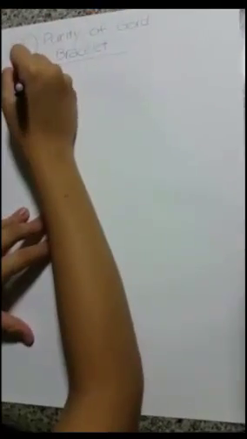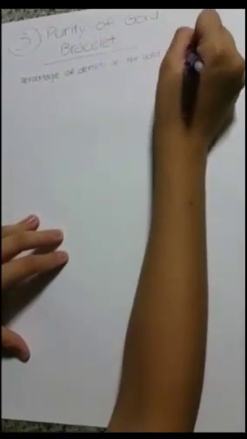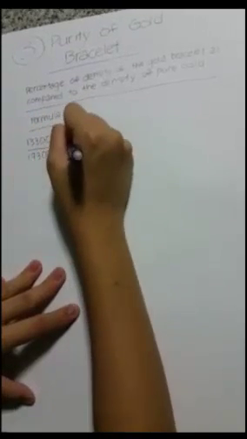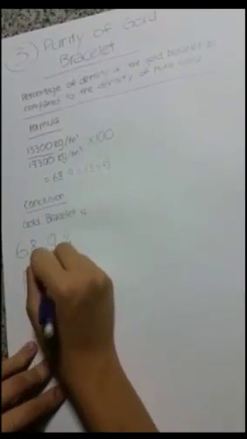Now, to find the purity of the gold bracelet, we would need to find the percentage of the density of the gold bracelet as compared to the density of pure gold. Thus, this would be the formula: 13,300 kilograms per cubic meter divided by 19,300 kilograms per cubic meter times 100 to make it into a percentage, and the answer would be 68.9% corrected to 3 significant figures. Therefore, we can conclude that the gold bracelet is 68.9% pure.